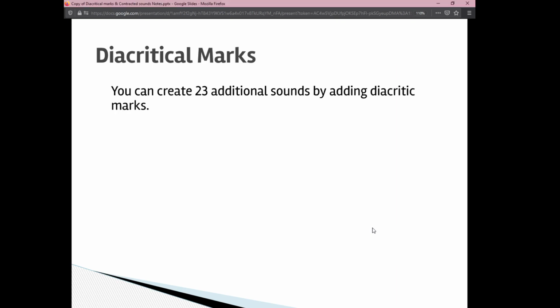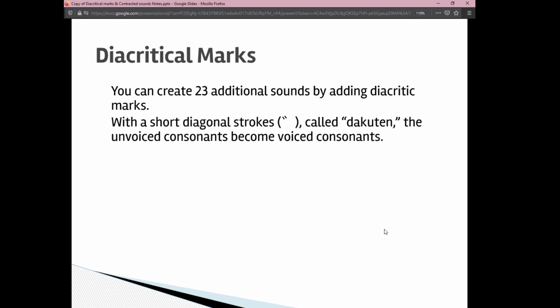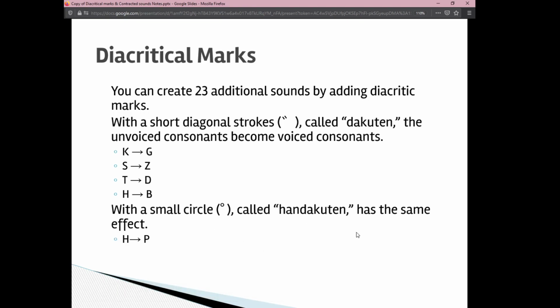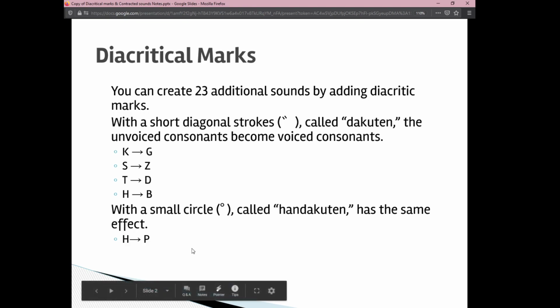So you can actually create 23 additional sounds by adding diacritical marks to them. With a short diagonal stroke, which is referred to as dakuten, the unvoiced consonants become voiced consonants. So K will become G, S will become Z, T will become D, H will become B, and then if we put a small circle called a handakuten, it will have the same effect. This is only used on the H characters, which will have it become P.